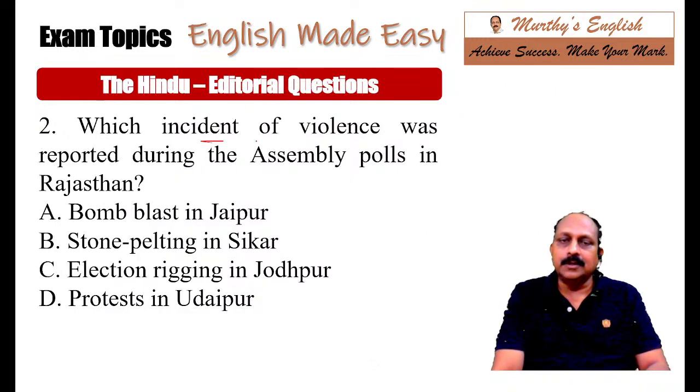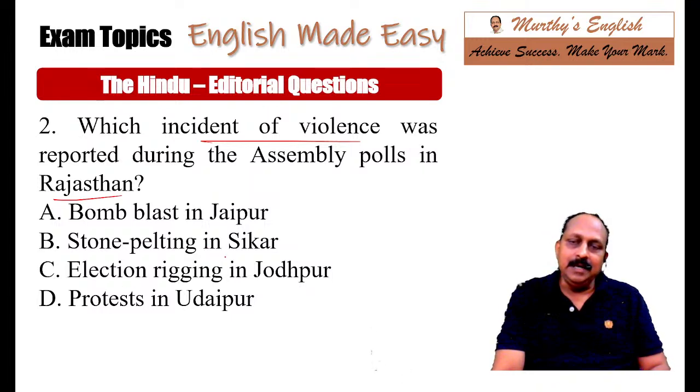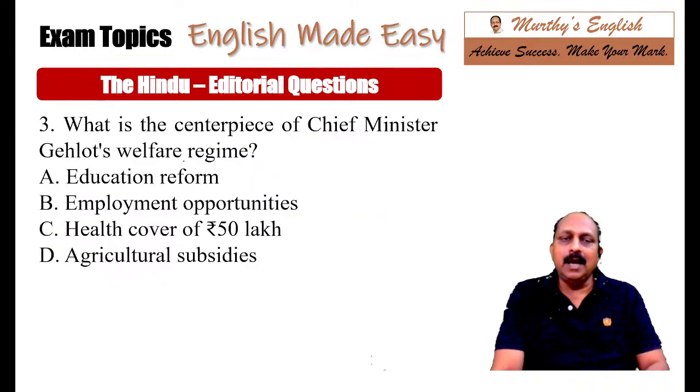Which incident of violence was reported during the assembly polls in Rajasthan? Bomb blast in Jaipur? No problem, no issues. I know you people are good at English. You don't have to worry about that. Stone pelting in Sikar, election rigging in Jodhpur, protest in Udaipur. Stone pelting, I gave a few words, like expressions like stone to death. Stone pelting in Sikar.